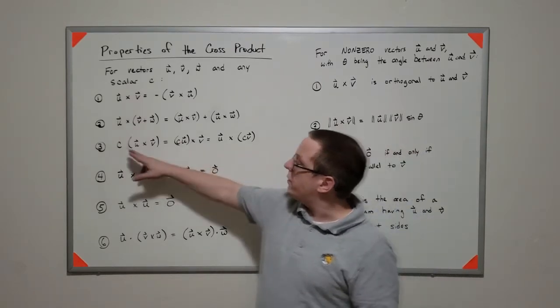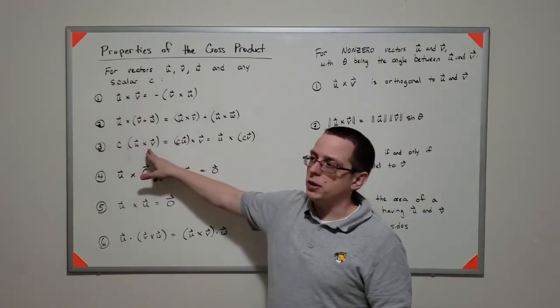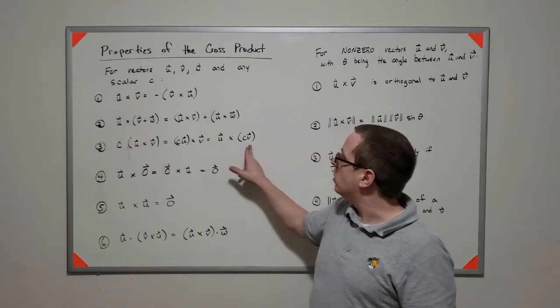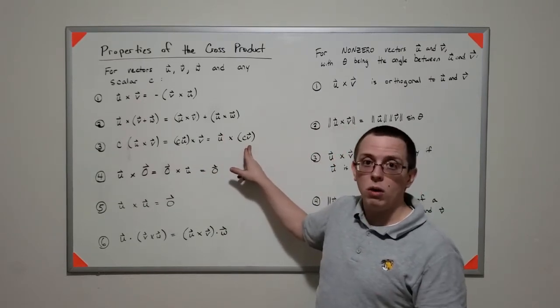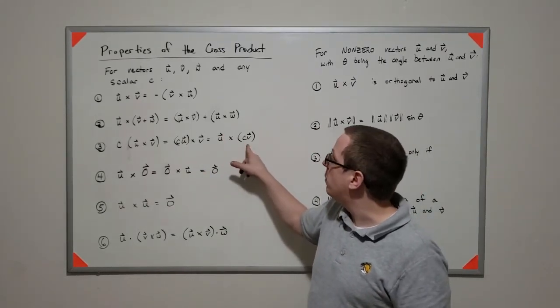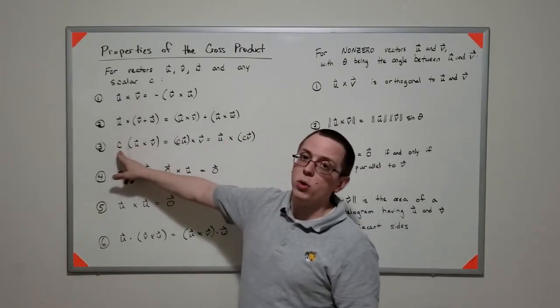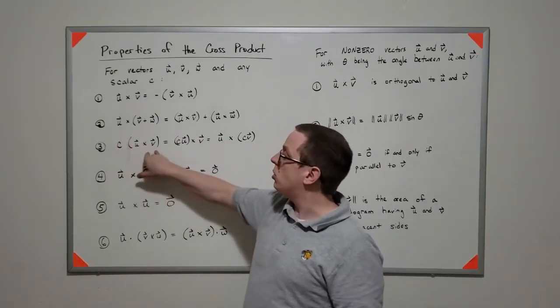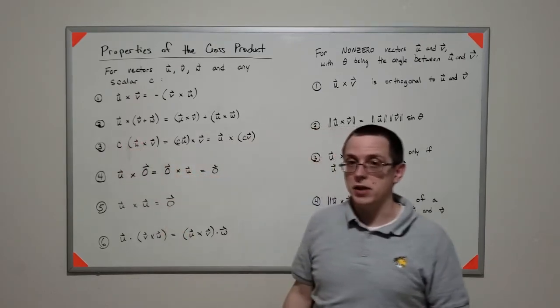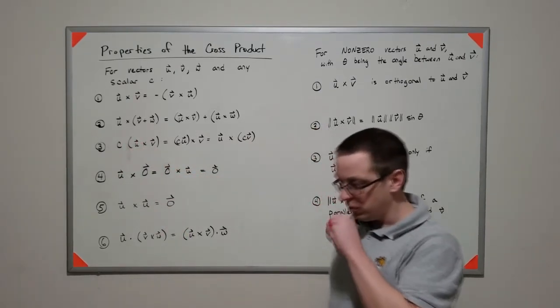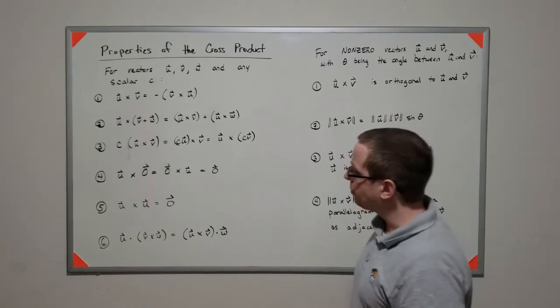The third one is that if I have a scalar times a cross product, I can distribute the scalar to either one of these. Or, again, more likely, you may actually have multiple scalars on both, and it may be easier to pull that scalar out, compute the cross product, and then multiply the scalar back in. That is a more likely scenario.